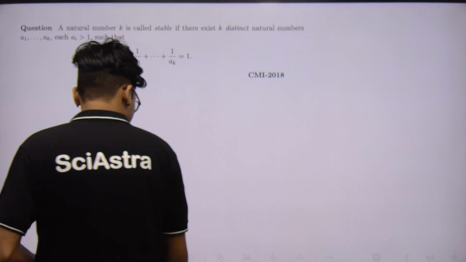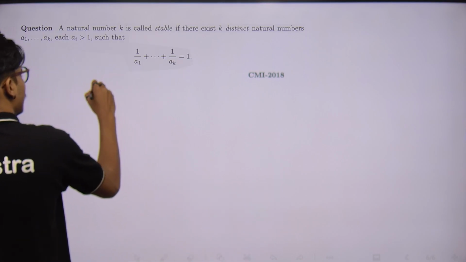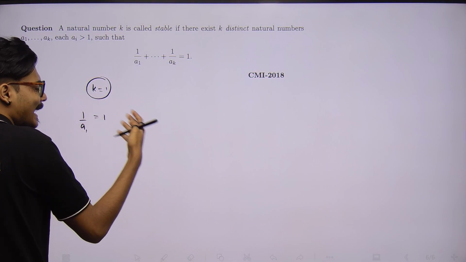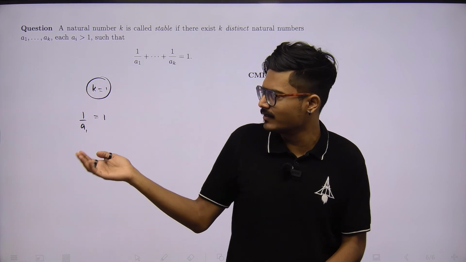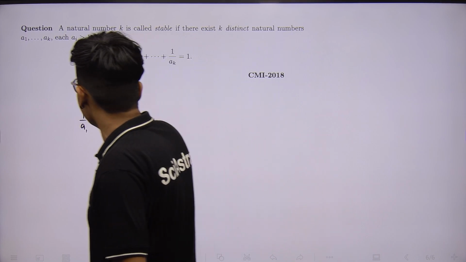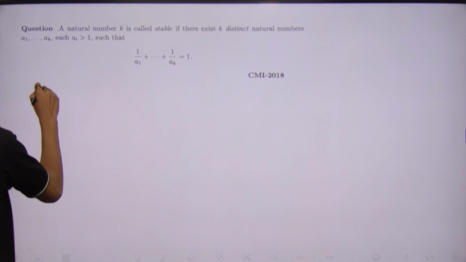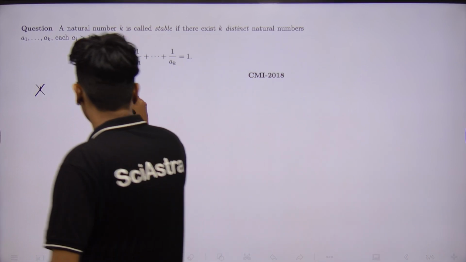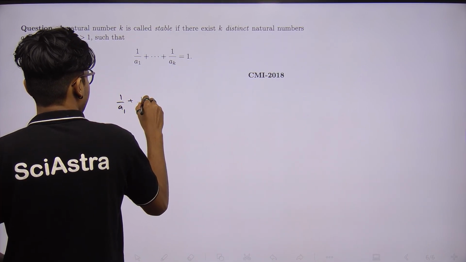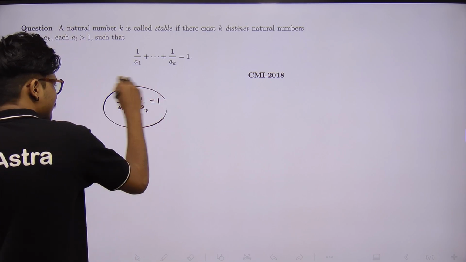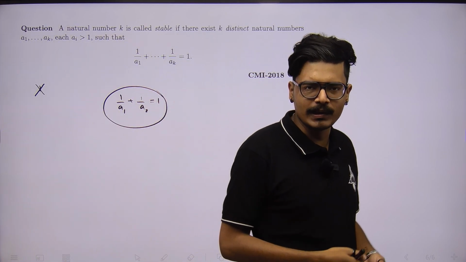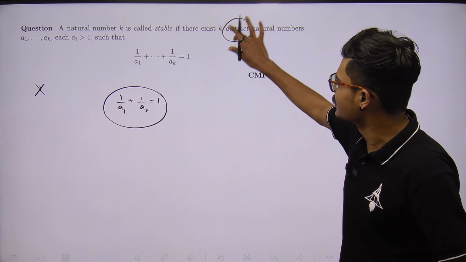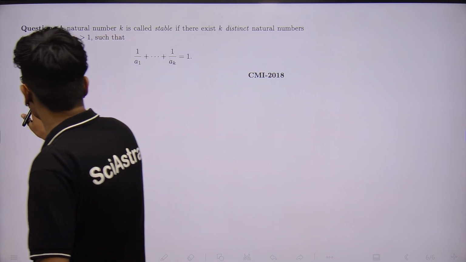So if you look at this, let's start off with the simplest natural number. If we take k equal to 1, we want some number such that 1/a1 is equal to 1 and a1 is strictly greater than 1. So it's obviously not possible. So we can say that k equal to 1 is not a stable number, right? Similarly, if we come to 2, if you want 1/a1 plus 1/a2 to be equal to 1, we know that the only solution for this would be a1 equal to a2 equal to 2, right? So even this is not a stable number because you want distinct natural numbers. So 1 and 2 are definitely not stable numbers.